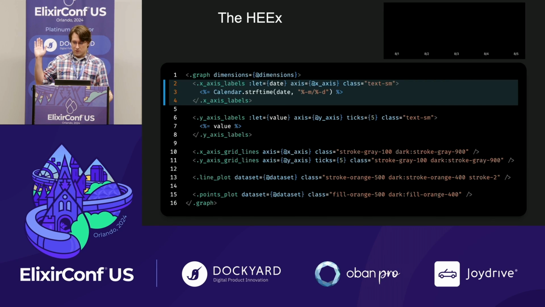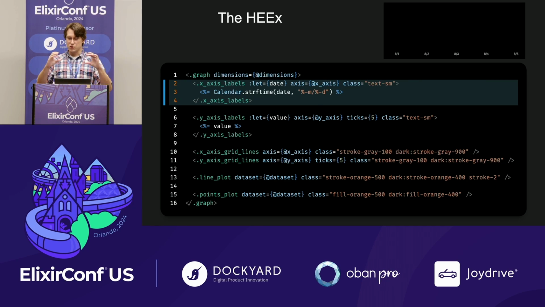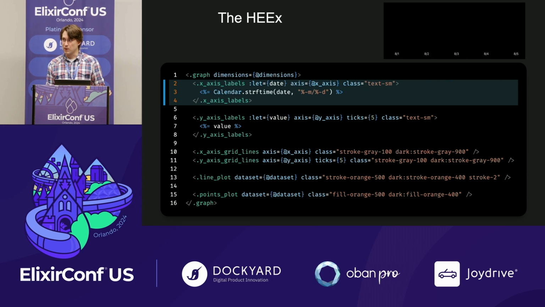And now you can watch the upper right corner of these slides here to see what each highlighted component contributes to the overall final graph. The x-axis labels are being drawn here with this component, with our custom date formatting being passed as the inner block there. I'm also using Tailwind in this example with the class text-sm for a smaller font. But it's important to point out that Tailwind is also not required. Any other method of styling is perfectly supported.